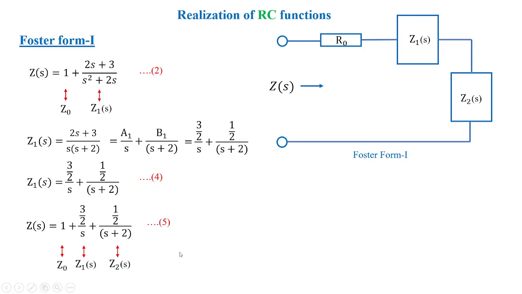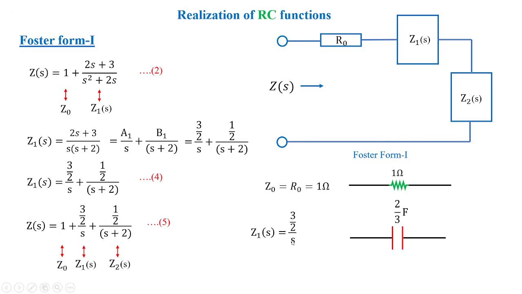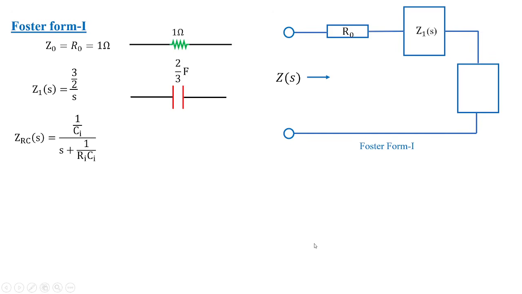Now with equation 5, we can get the value of Z0, which is equal to R0, because it's a constant, so it represents the resistance parameter. Z1, which is equal to 3 by 2 by s, represents the capacitor function. So the capacitor we take here is the opposite of the parameters in the numerator and denominator of Z1 of s. It is 2 by 3 farad.